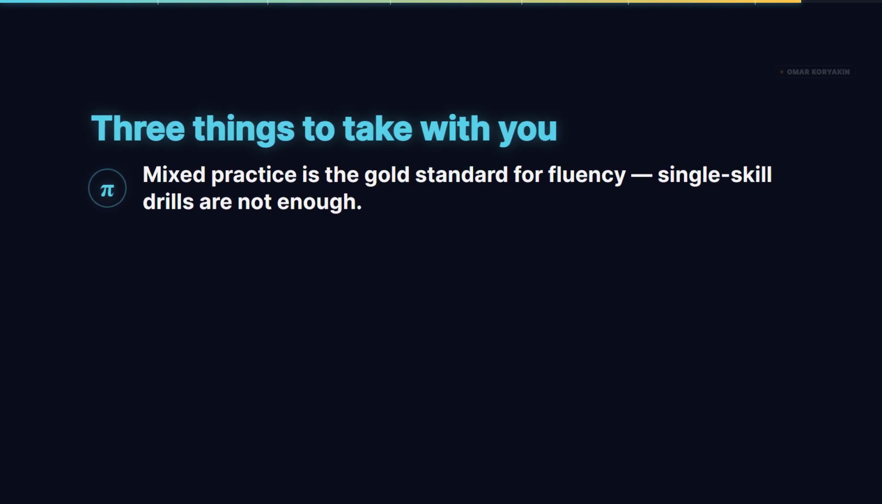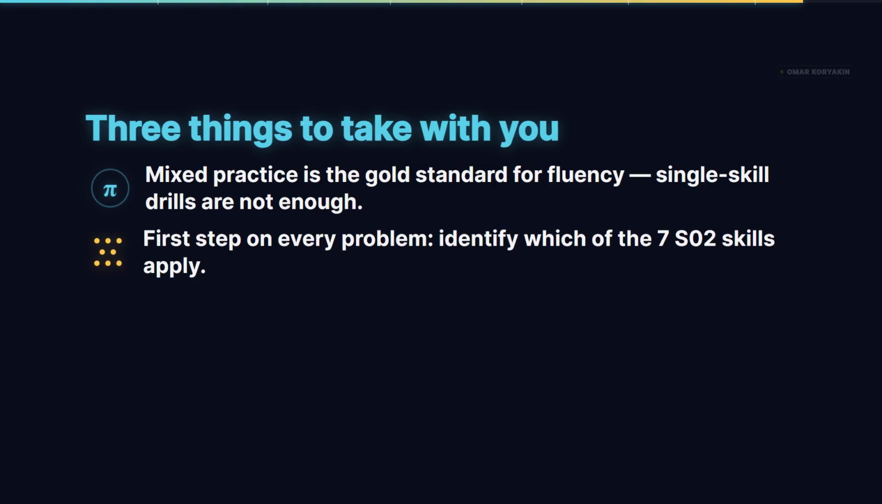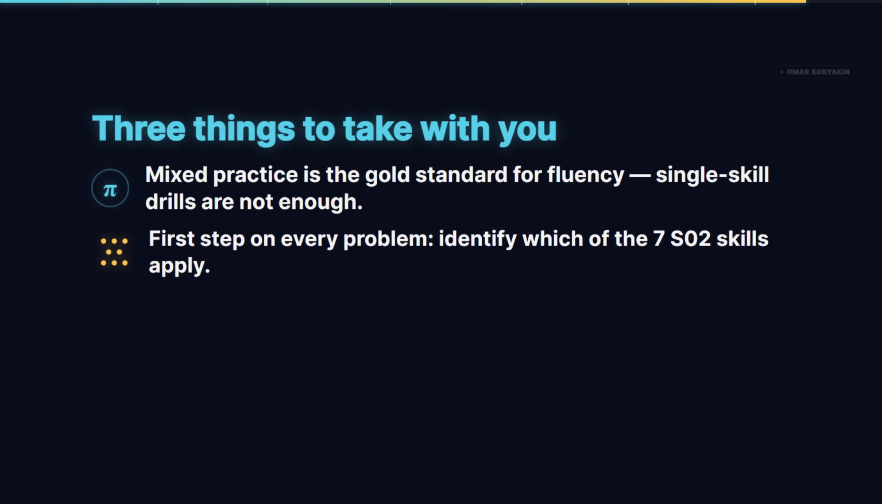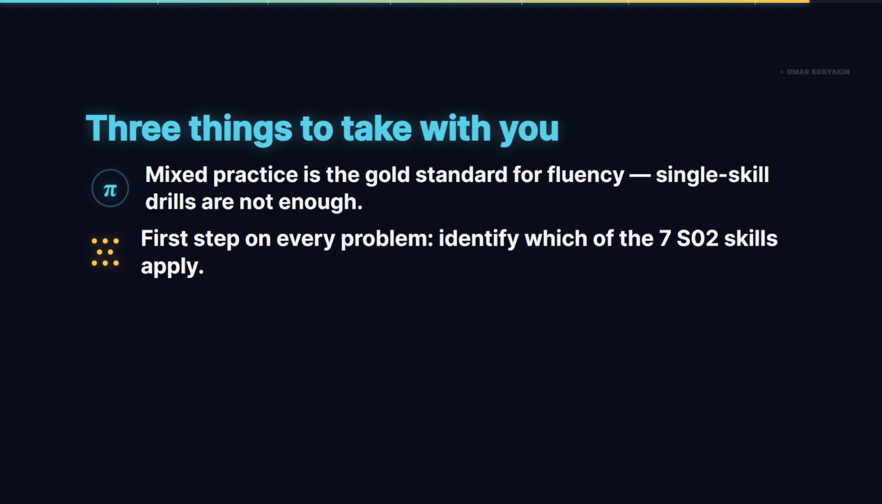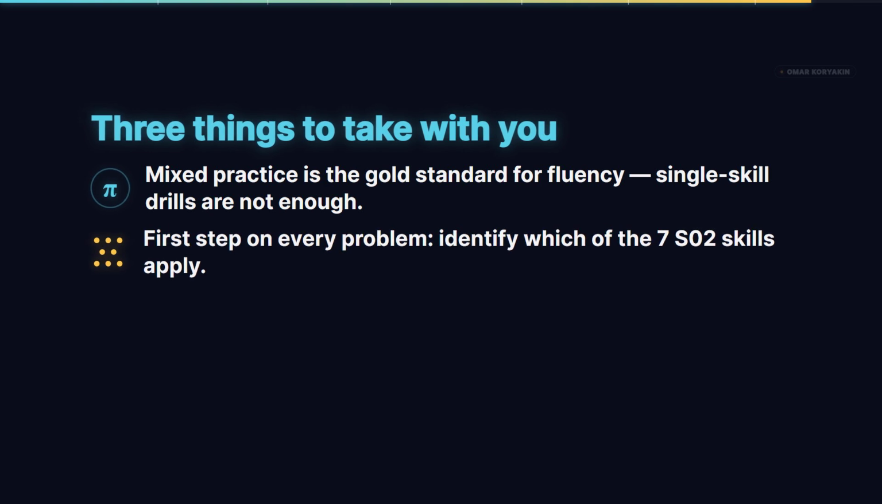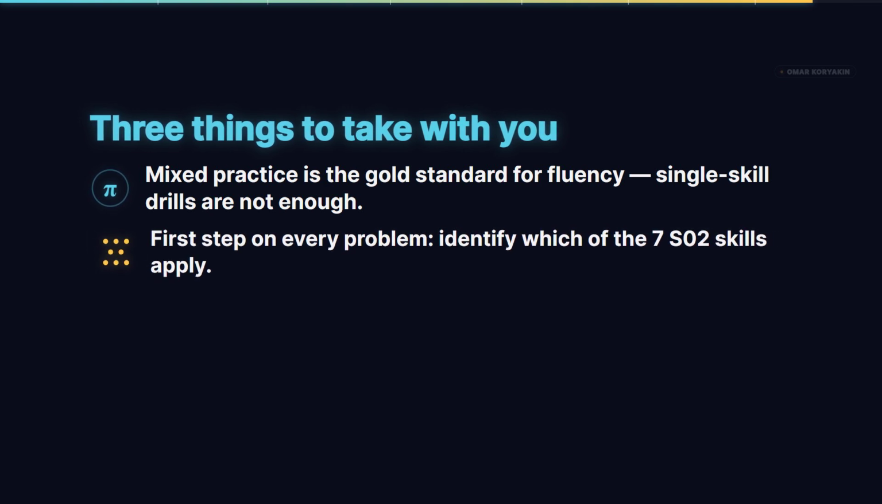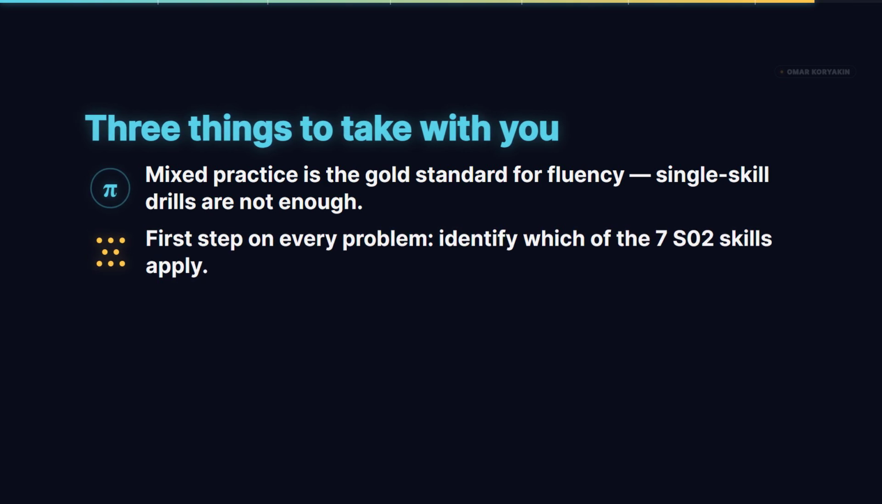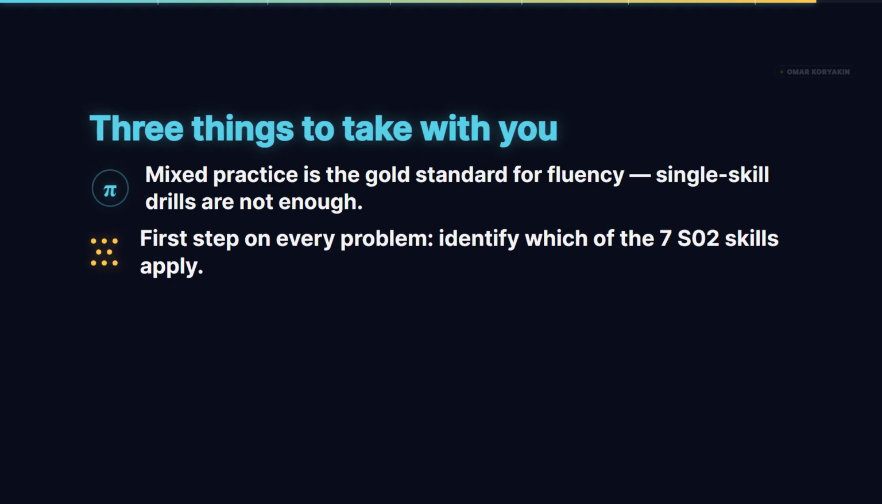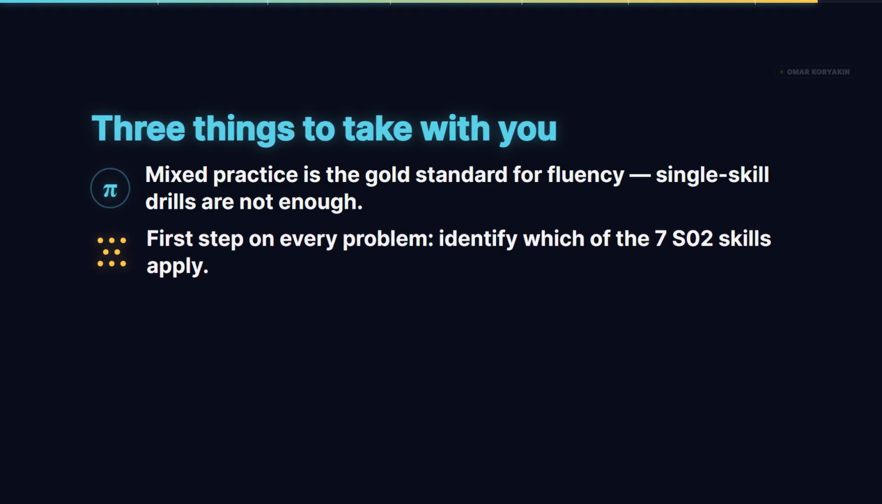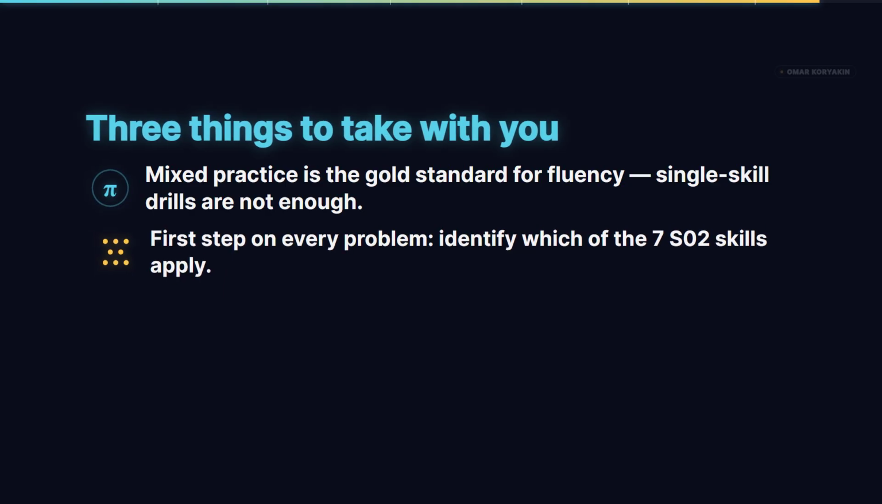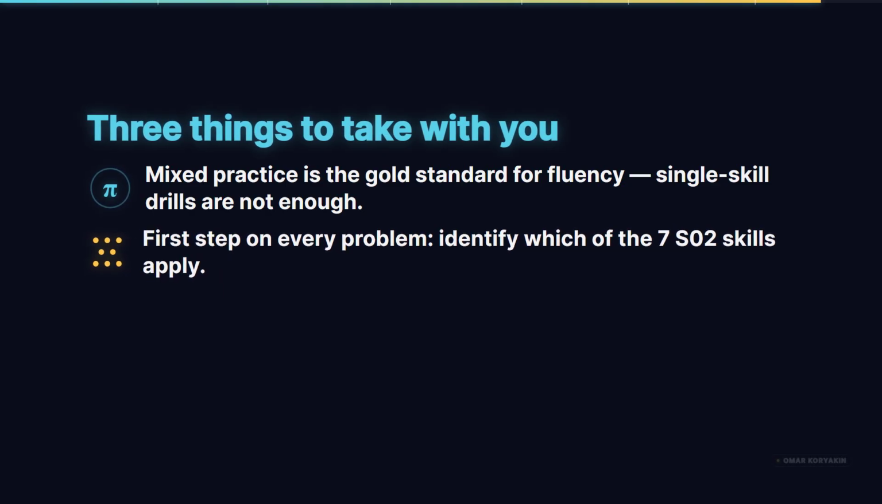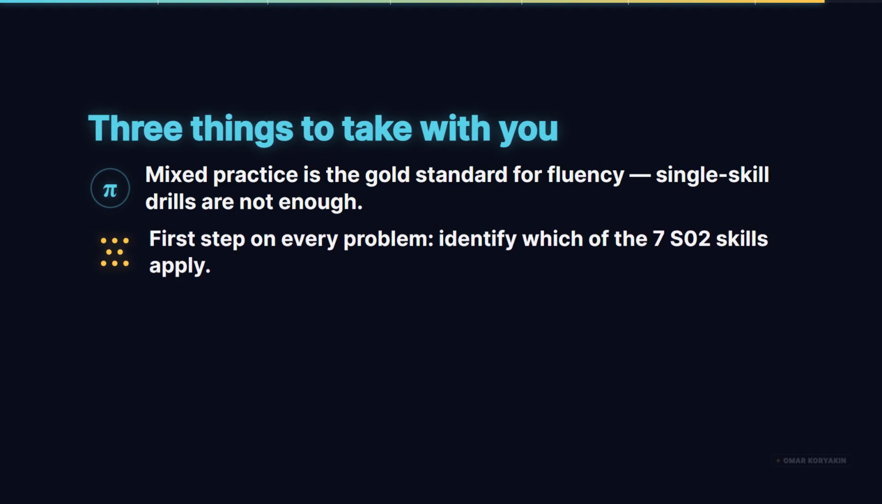Second, the first step on every mixed problem is to identify which of the 7 Section 2 skills apply in what order. Identify terms, combine like terms, distribute, nested parentheses, evaluate, translate, and template. Read the problem, name the skills, then apply them. The identification step takes 10 seconds and prevents the wrong skill first error that wastes minutes of misdirected work on every problem it occurs in.